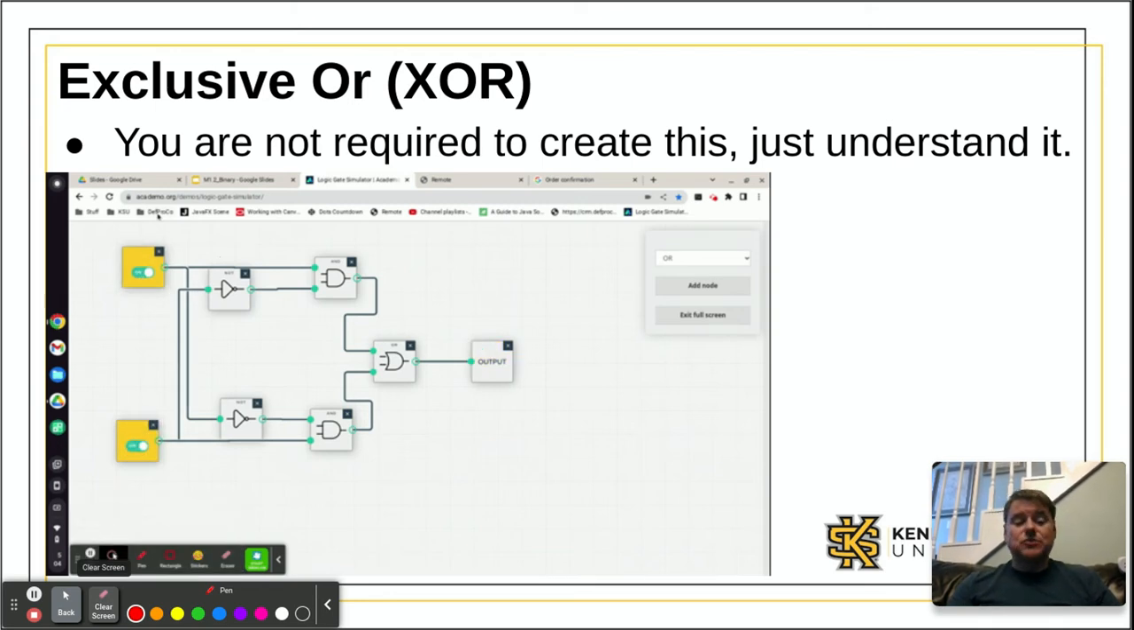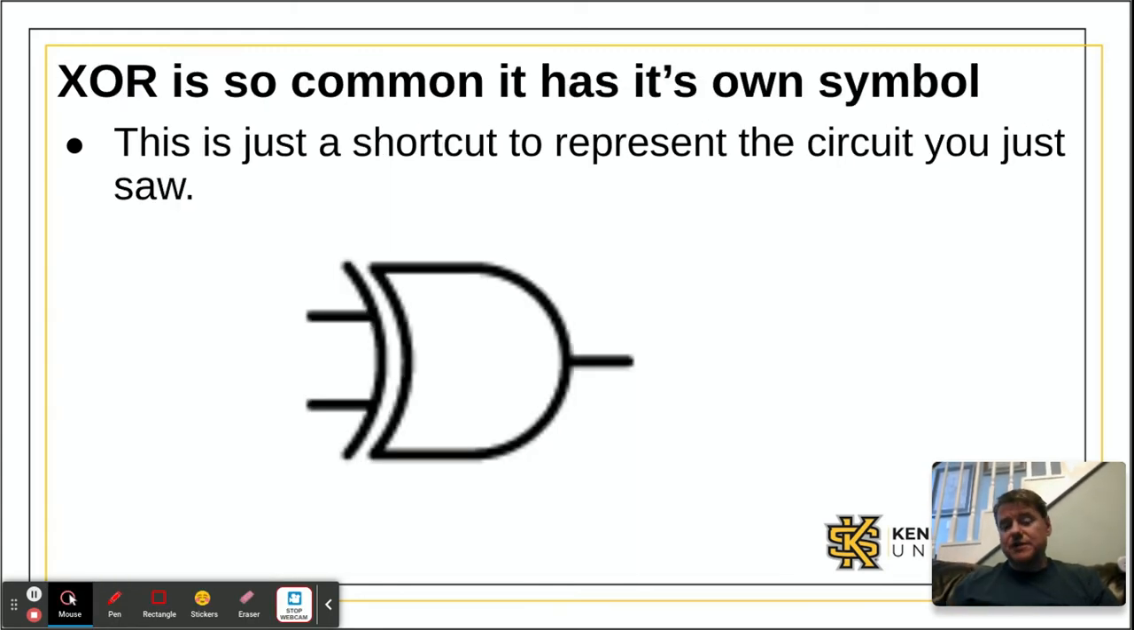It actually has its own symbol as well, which is not particularly important, but this is the symbol for an exclusive OR. It happens commonly enough that instead of having to draw that whole diagram every time, they just gave it its own unique symbol.